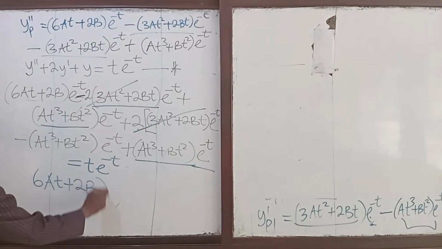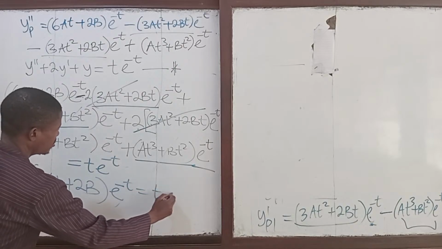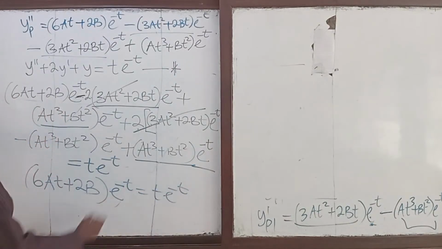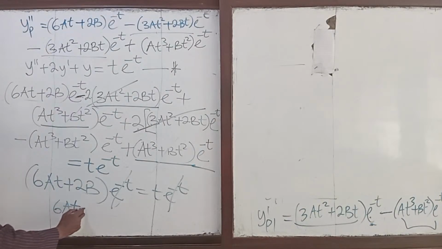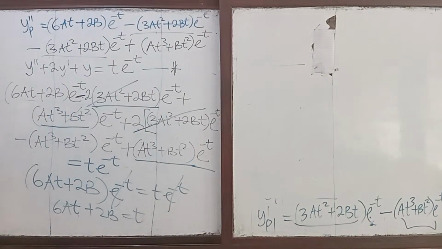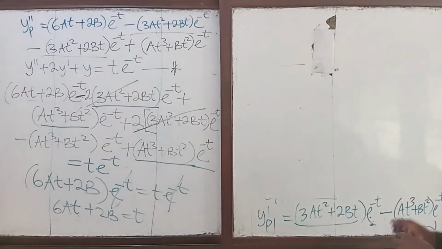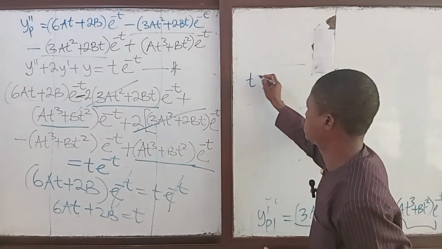Okay. e to power minus t equal to this one. So this one and this one cancel. Then we have 6at plus 2b equal to t. That's what we have there. Then equate the coefficient of t.